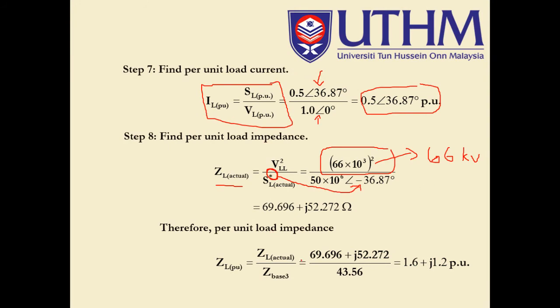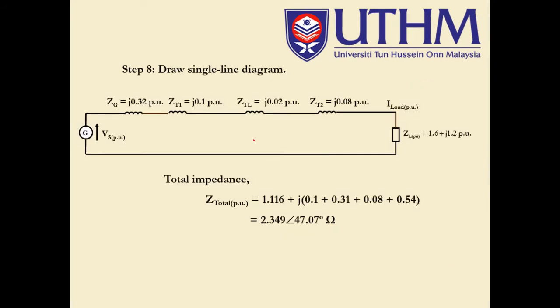Therefore, per unit load impedance, ZL PU. ZL actual, okay, sorry, this is ZL actual, 69.696 plus j52.272 ohm. And then from there, the actual, okay, into here, and then divide by the base value on zone number 3, giving us the per unit load impedance. Okay, 1.6 plus j1.2 PU. So then we have completed the impedance analysis, especially the PU for each of the components.